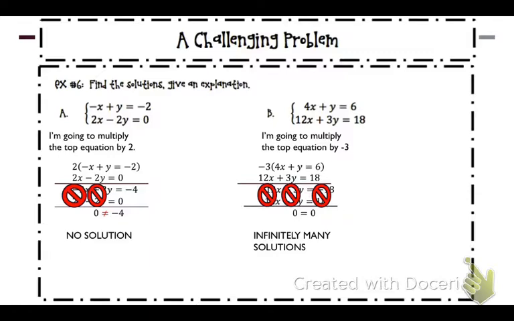So if you end up with 0 equals 0, it's infinitely many. If you end up with 0 equals some number, it's no solution because 0 does not equal some number. 0 will always equal 0 for as long as we live.